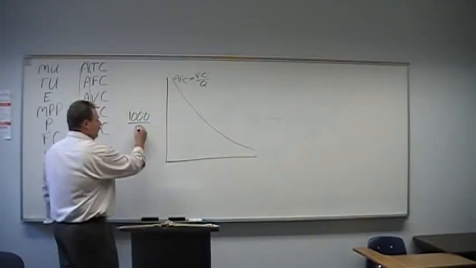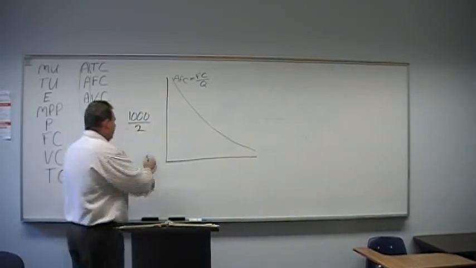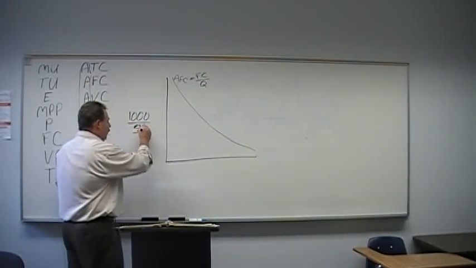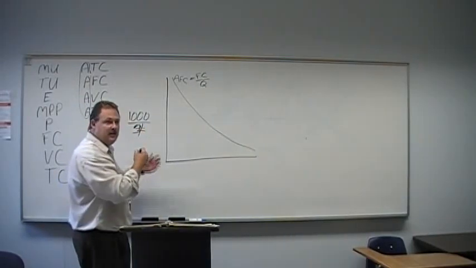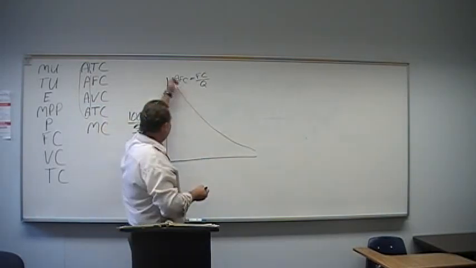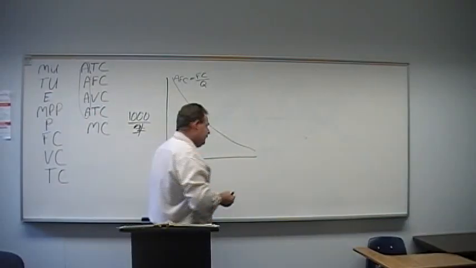$1,000. Raise that to 2, the average fixed cost suddenly drops to $500. At 3, it's $333. At 4, on my quantity, it's $250. You can see that number keeps coming down. So it's getting cheaper per unit in average fixed costs.